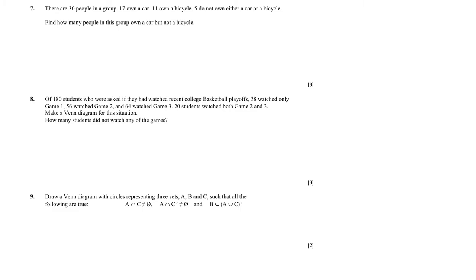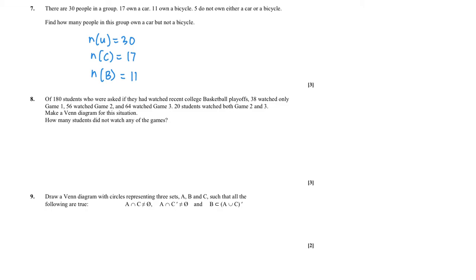There are 30 people in a group, 17 own a car. So maybe I symbolize it. U is 30, the universal sign. And C, we always take the first letter, 17. And B for bicycle, 11. And 5 do not own either a car or a bicycle. How many in this group own a car but not a bicycle? Right, car but not a bicycle.